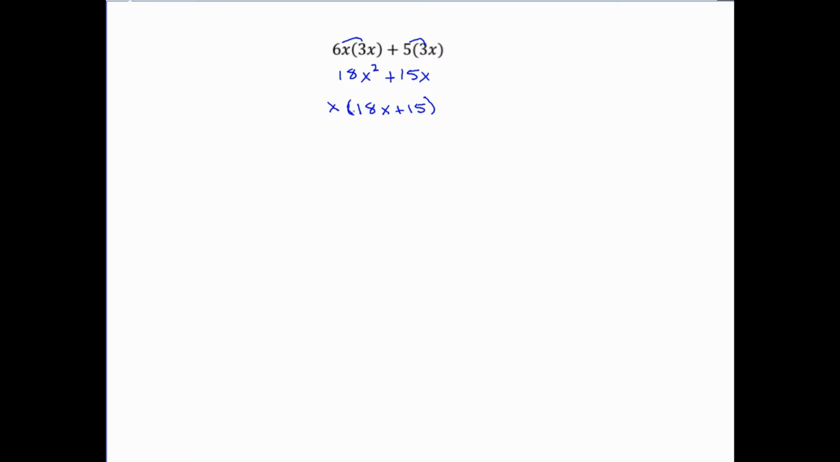And then I'm looking at these, and I'm like, okay, 18 can be divided by 6, but 15 can't be divided by 6, so let's go a little bit lower. 18 divided by 3, and 15 divided by 3. Oh, excellent, both of those can be divided by 3. So 3 times x, that's 3x. 18x divided by 3 is 6x. And then plus 15 divided by 3 is 5. And again, if we distribute this, we can get exactly back to where we were. So this is an equivalent expression. That's one way to do it.